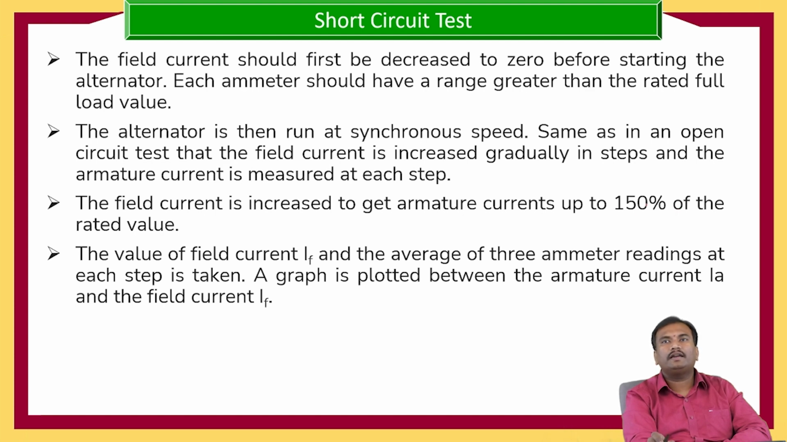Here, not only the rated value, we can take the values up to 150% of the rated value. Now, the value of field current and the average of 3 ammeter readings at each step is taken. A graph is plotted between the armature current and the field current, by taking the armature current values and the field current values.